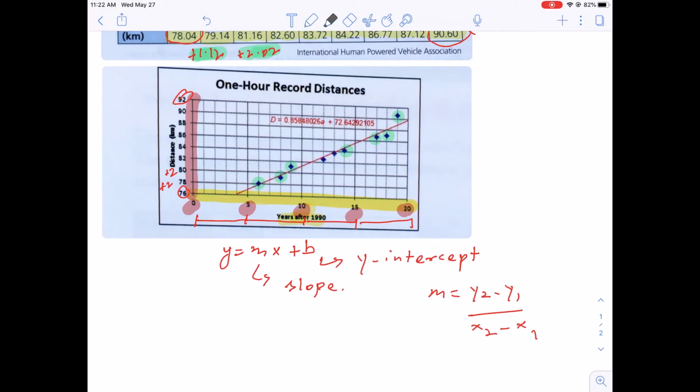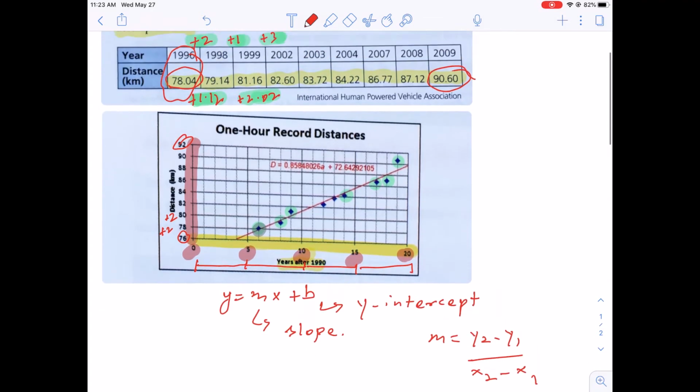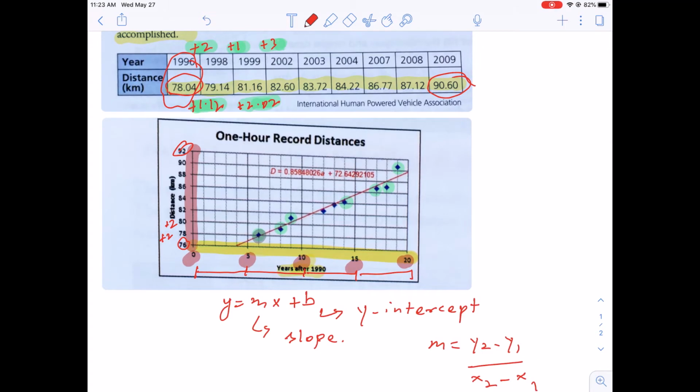So what I can see is my one point can be this one. That is the first point, which is the 1996, this one. So let me write it. 1996 will be 6 years after 1990, so x is 6, and it will be 78.04.